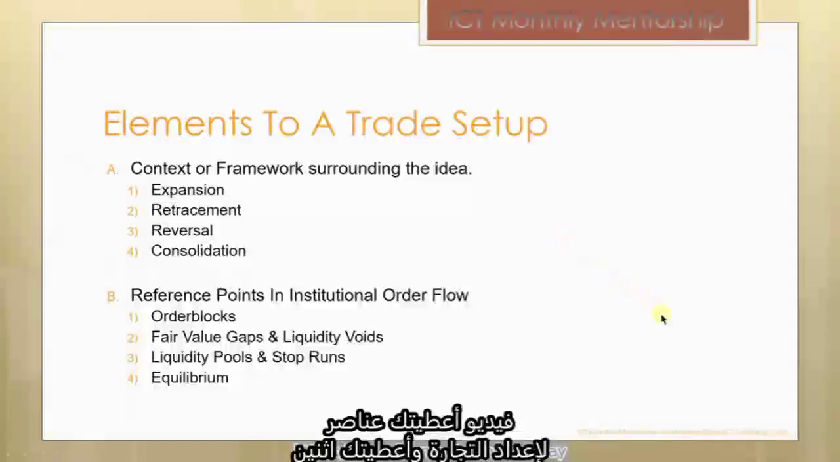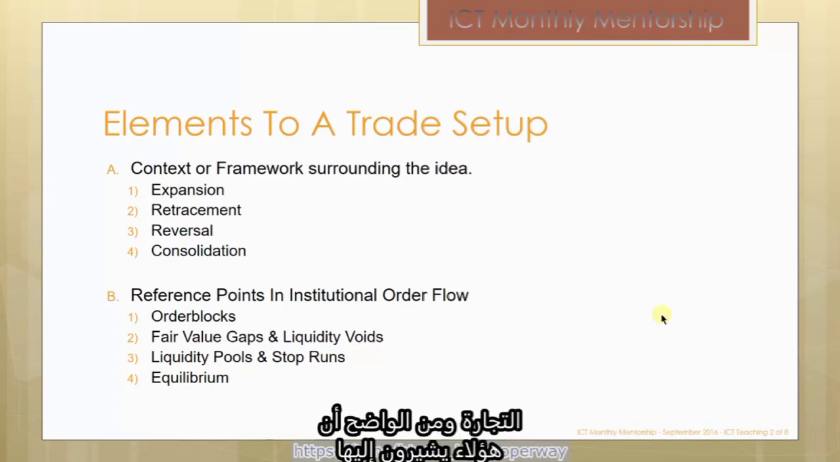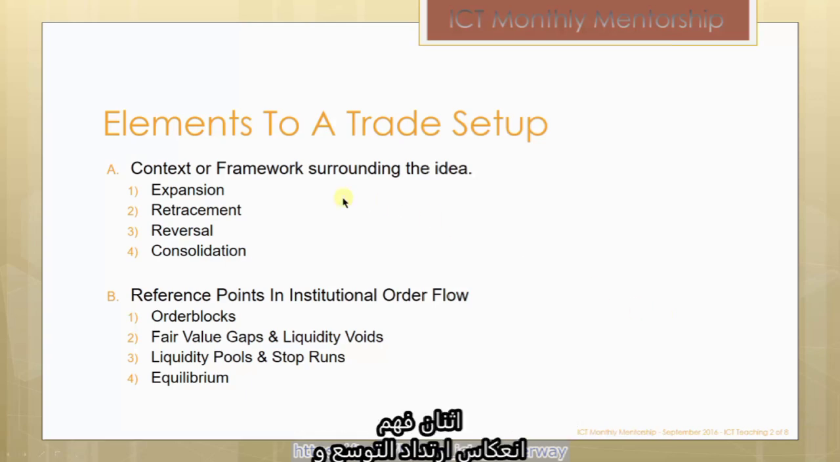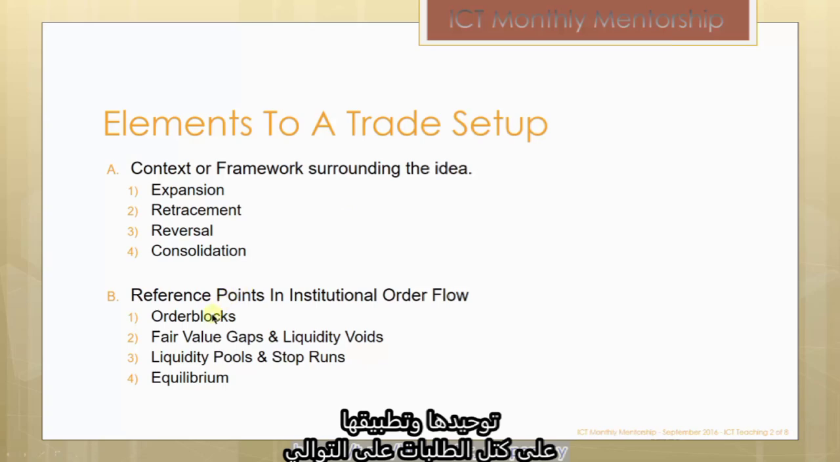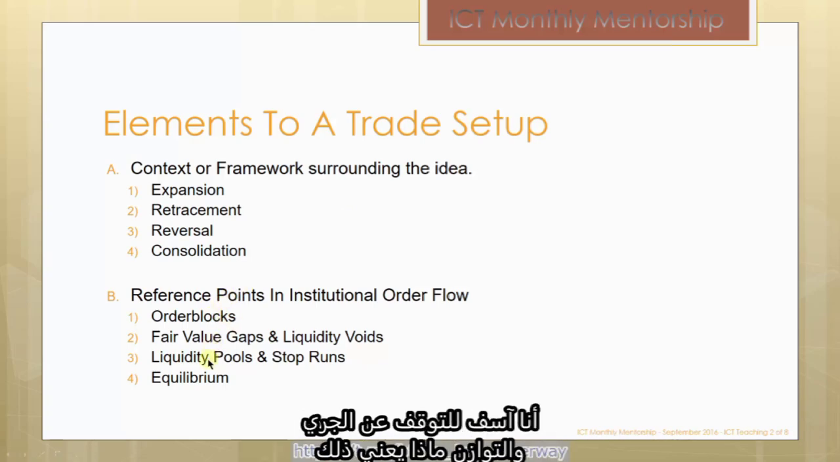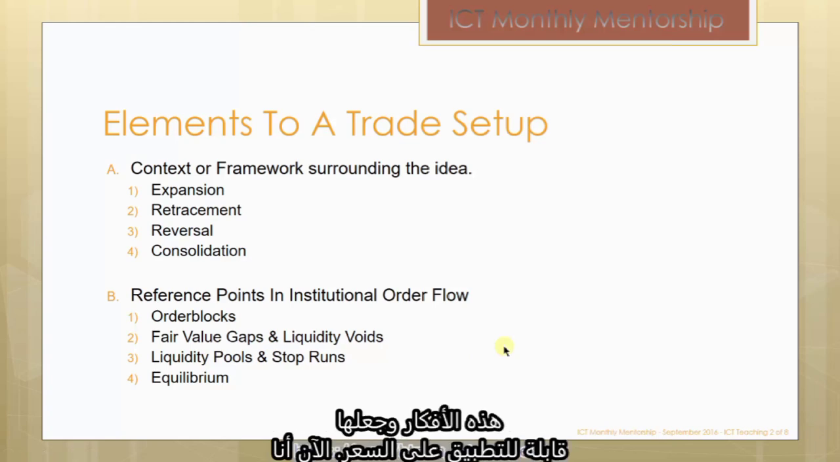Now, in the first video, I gave you elements to a trade setup, and I gave you two characteristics to it. There's context and framework around the trade, and then obviously those refer back to institutional order flow. So you have to be able to bridge the two, understanding expansion, retracement, reversal, and consolidation, and applying them respectively to order blocks, fair value gaps, liquidity voids, liquidity pools, stop runs, and equilibrium. What does that mean for us, for instance, in its scope of price? How can we use these ideas and make them applicable to price?